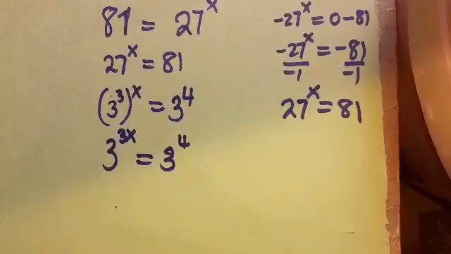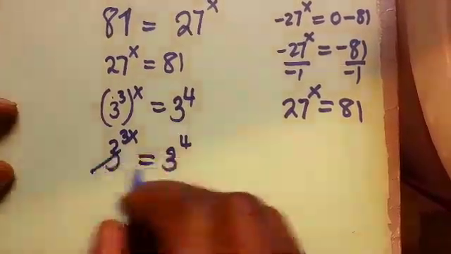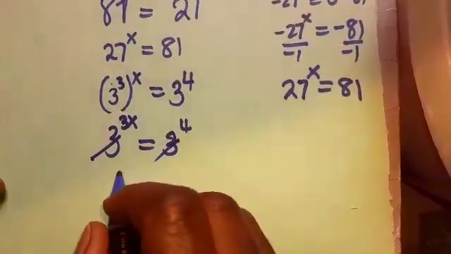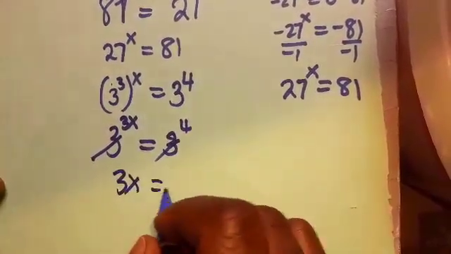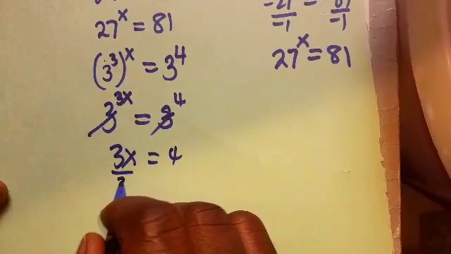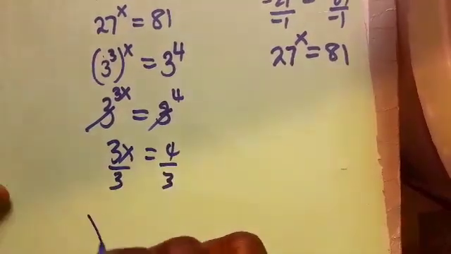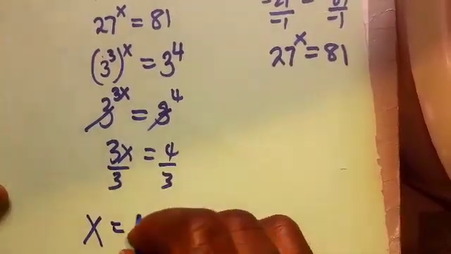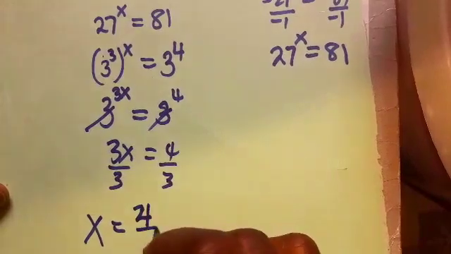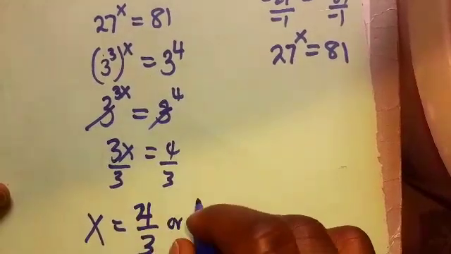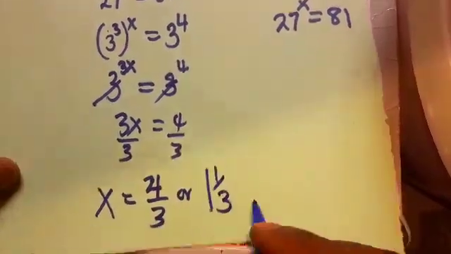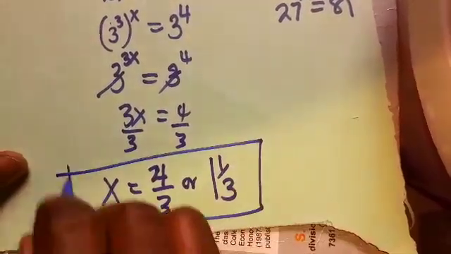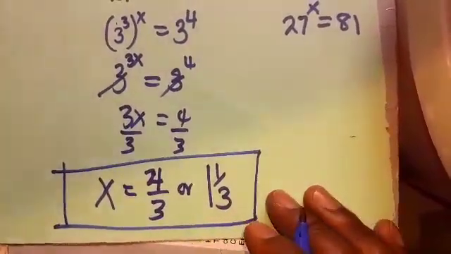Now, once the bases are the same, which is 3, we can forget about the bases. We'll go with 3x is equal to 4. You divide here, you divide here. So x is equal to what? x is equal to 4 over 3, or 1 1/3. This is what our x is going to be, ladies and gentlemen.